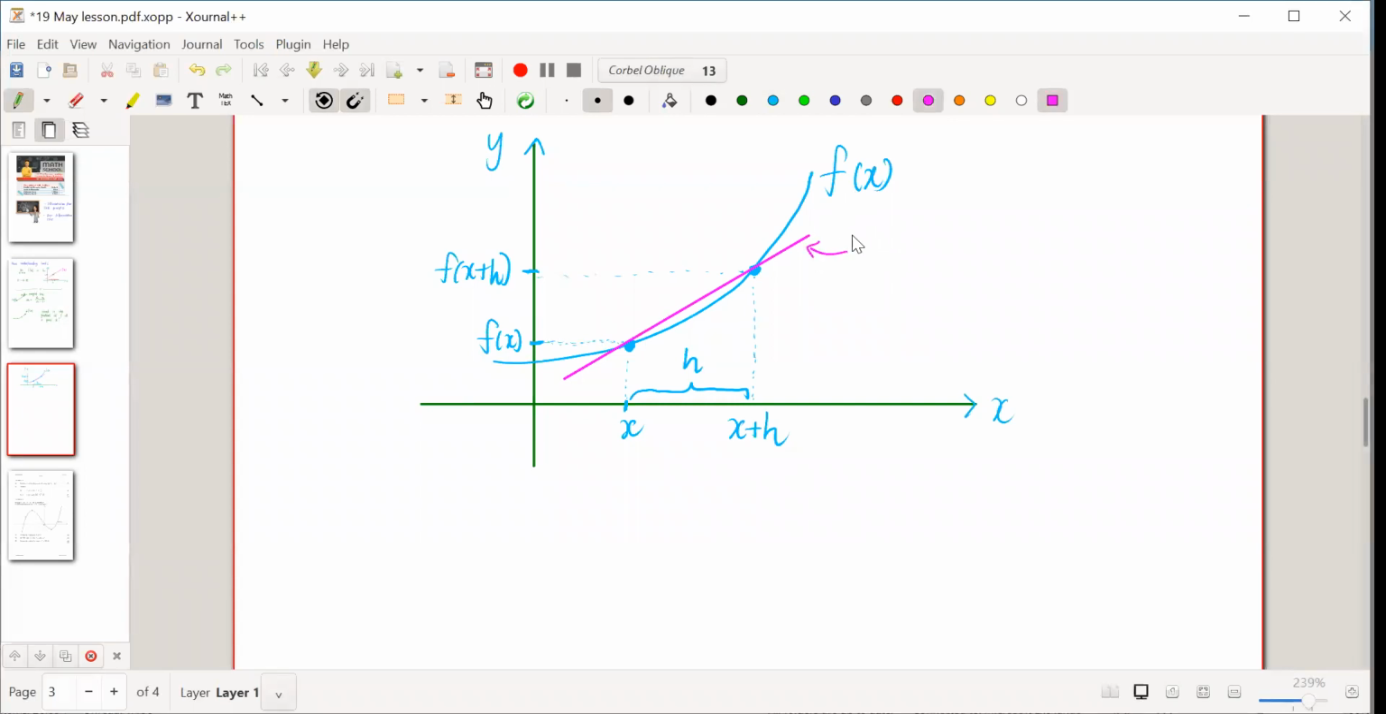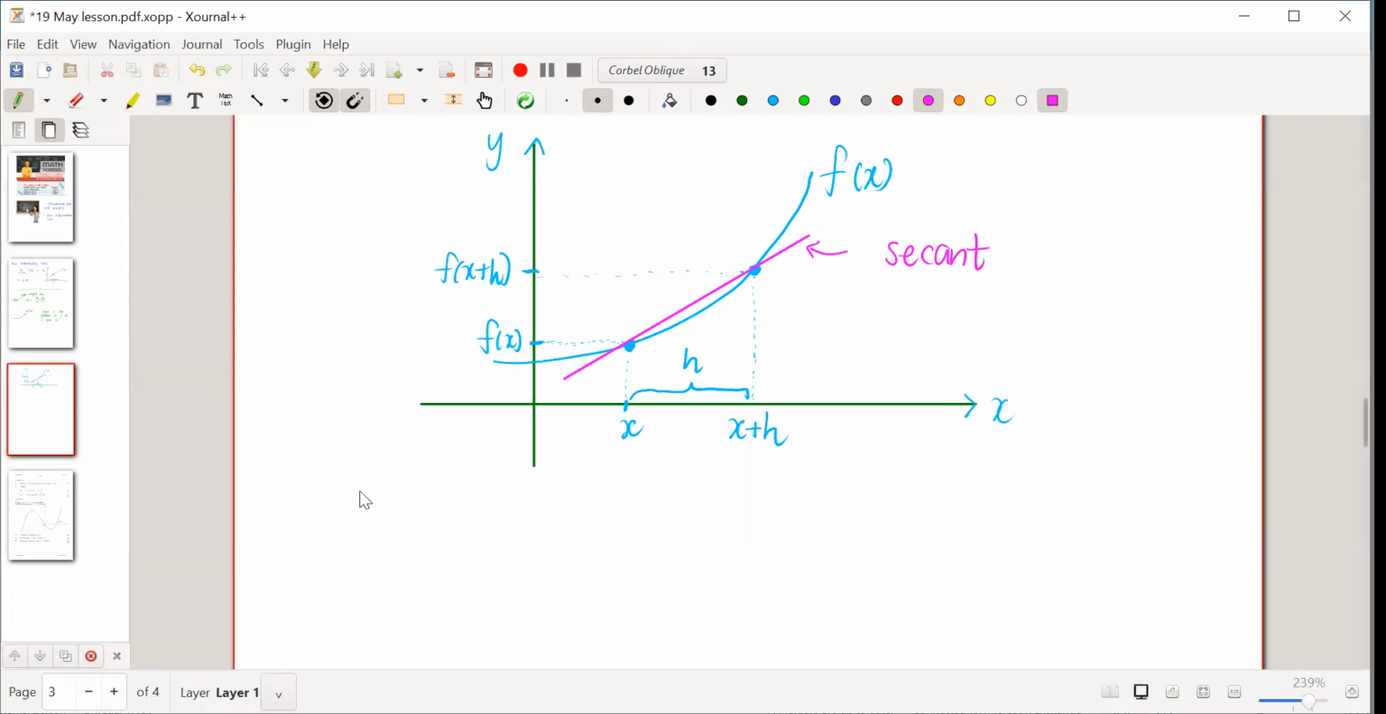So this line, this pink line, is a straight line that passes through 2 points on the curve. What do we call such a line? Do you remember what we call it? A straight line that passes through exactly 2 points on a curve. It's a secant. Okay, well done. Right, so this line is called a secant.